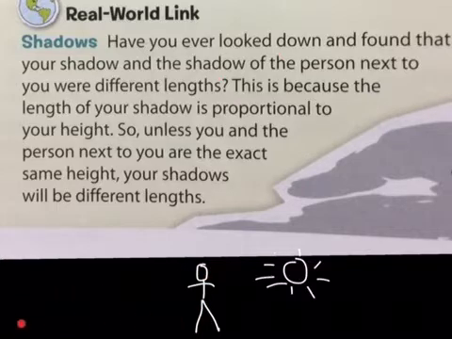So your shadow will be about this long. But if, let's say, the sun were up here and it was shining down this way, your shadow would be short, because it all depends on how much you're blocking the light, right?